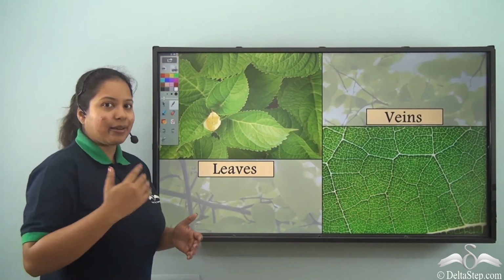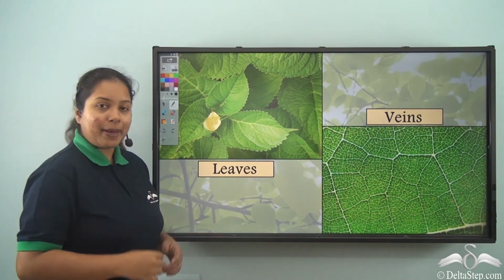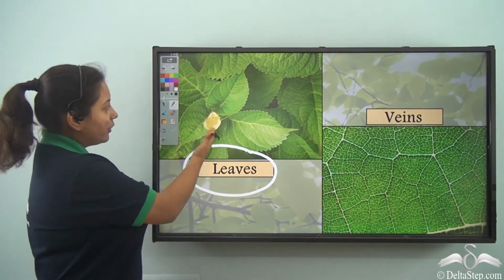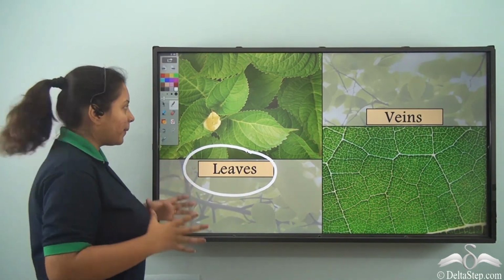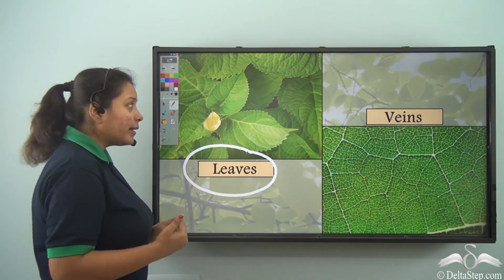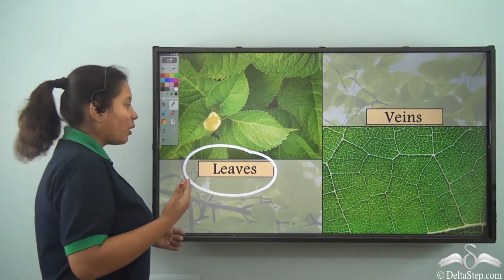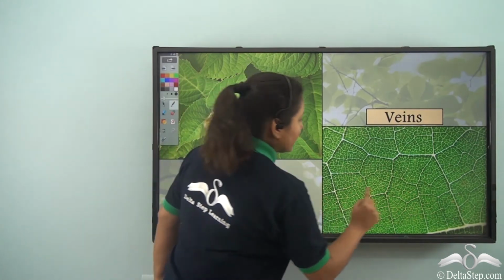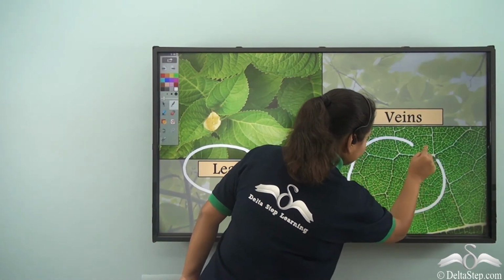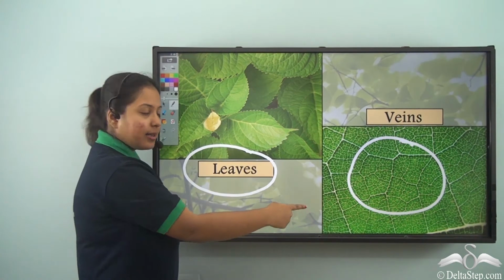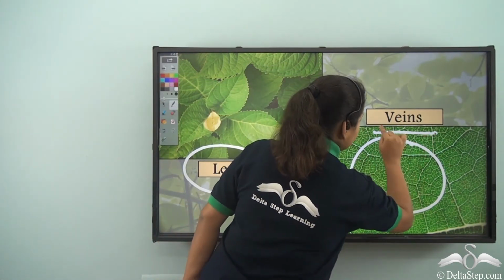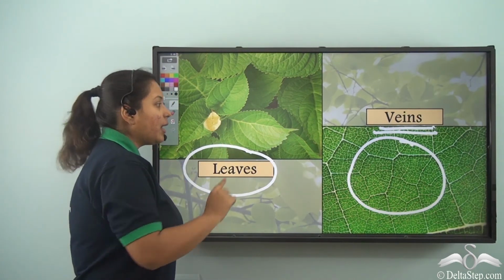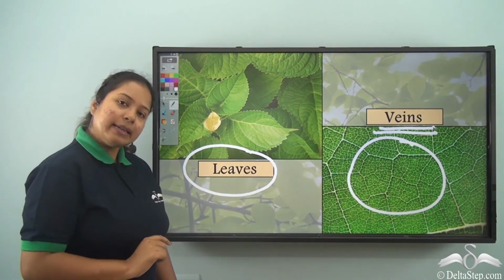Now, we have the green part of the plants, that is the leaves. So, here you can see a particular kind of leaf. But if you take a hand lens or else see the leaf closely, you can see something like this. What are these known as? These are known as veins. These are very thin hair-like structures which are found on the leaves.